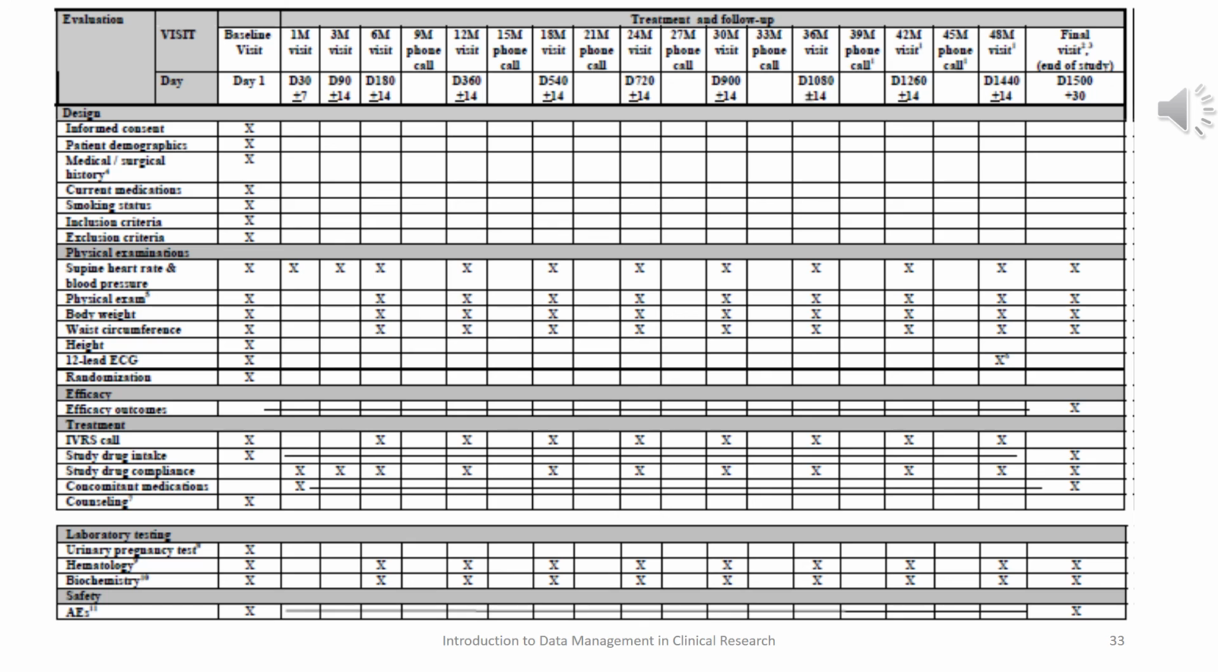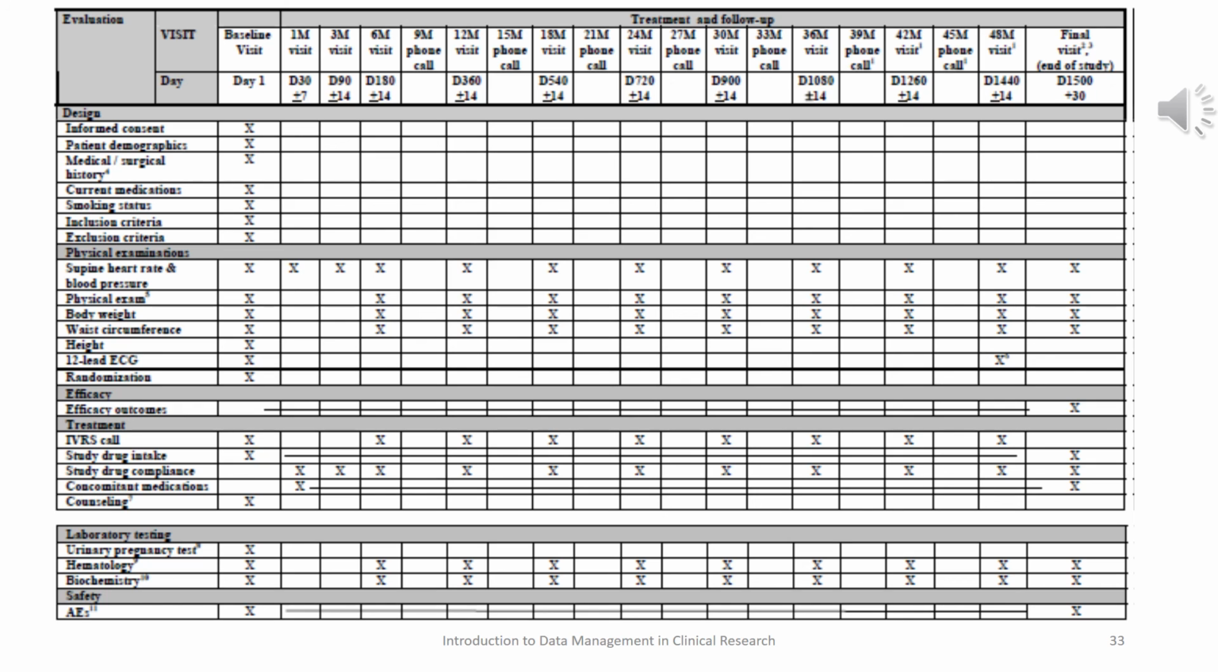As you can see over on the left-hand column, we have a number of criteria there. You'll see where it says informed consent, patient demographics, medical surgical history, current medications, and you'll notice that it has an X checked in the box for baseline visit. That's when that particular activity is going to occur. So we're going to collect all their medical history at the baseline visit, their smoking status, their inclusion-exclusion criteria. And once we collect that at the baseline visit, it's not necessary to collect the same information again.